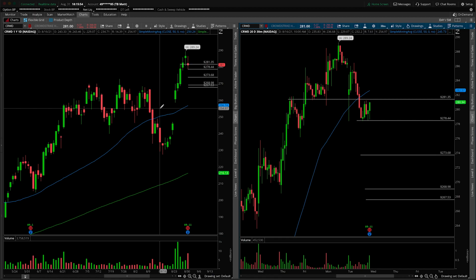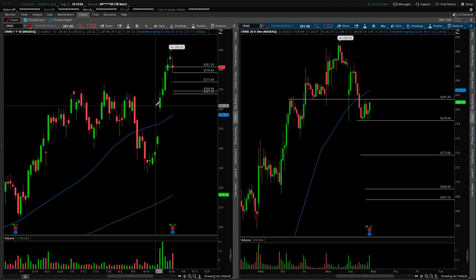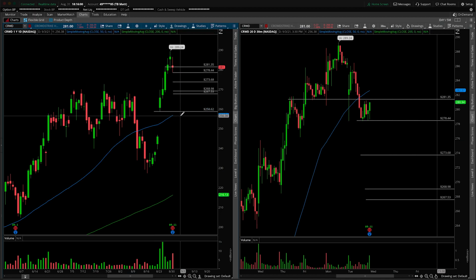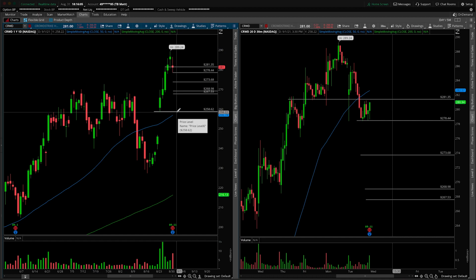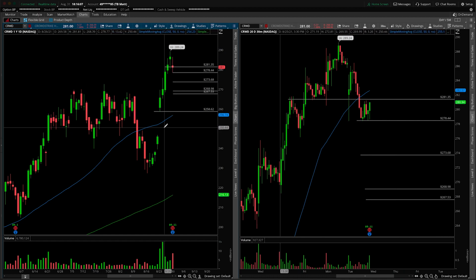perspective. So now, shifting the attention to the daily, you can see the next thing to really contend with underneath is this, also large gap. So I would say the top of the gap and the 50 SMA will start to offer some support around 258.62, and if we start trading under that, it's kind of look out below.